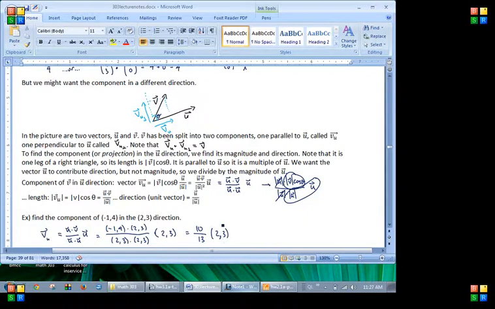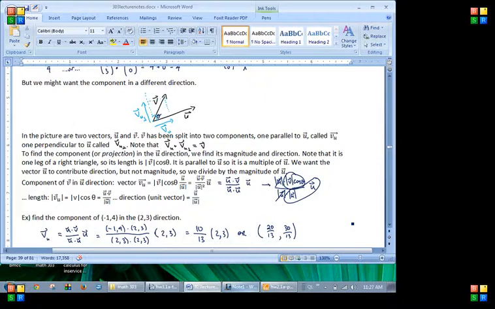So we've got a number times a vector. Now you can leave it like this, or you can combine it all together, so it looks really just like a vector. So that's going to be 20 over 13, comma, 30 over 13. And maybe that's nicer because it reminds you that it's really just a vector with components. So there you go. So there's the component of your original vector in the 2, 3 direction.